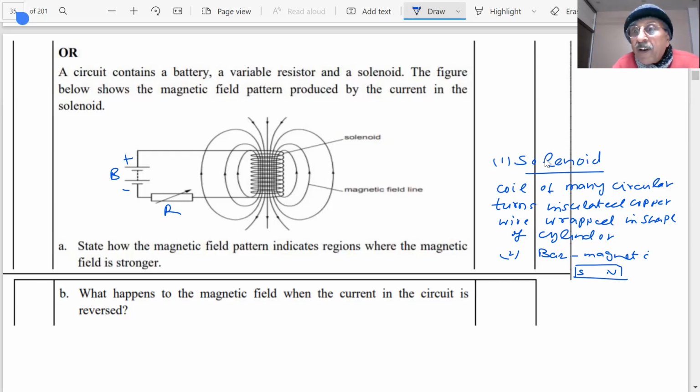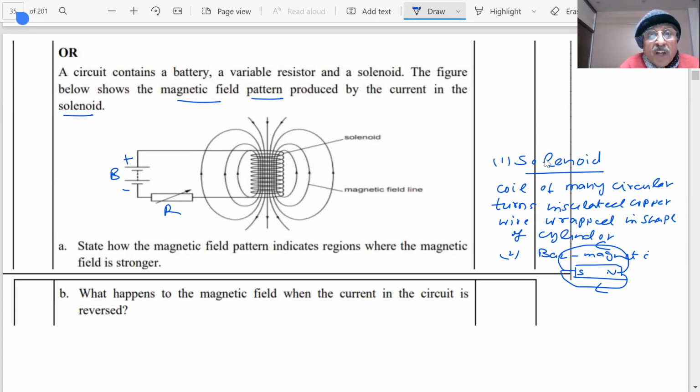Then you see the field lines are generated from north to south, student, in a solenoid. One end behaves like a south, the other behaves like a north in a solenoid. Now the question is, as you see, the field lines are produced. A circuit contains a battery, variable, solenoid. The figure shows the magnetic field pattern. There is a magnetic field produced by the current in the solenoid.